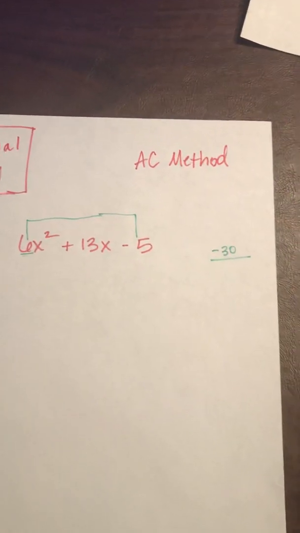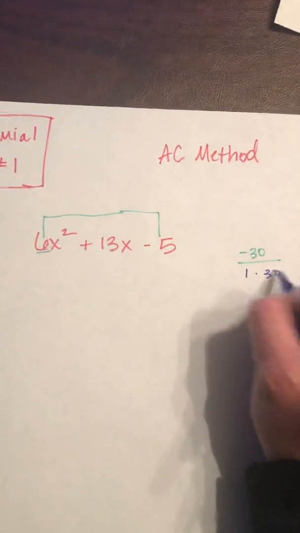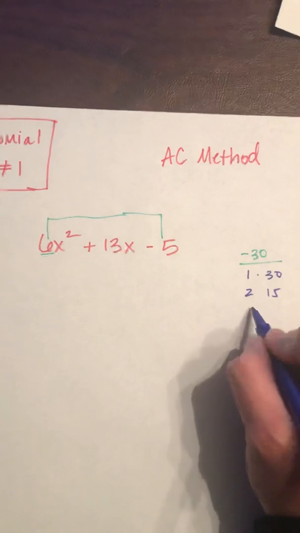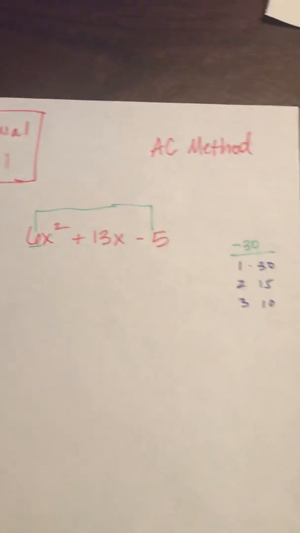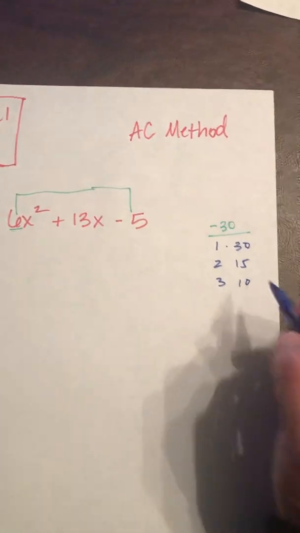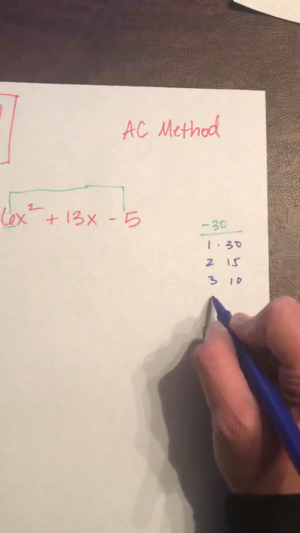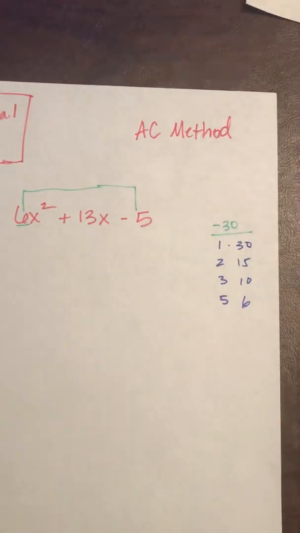And then what I do is I list all of the factors of -30. I just list factors of 30 and then go from there with the negative signs. I worry about that in a minute. So 1 and 30, 2 and 15, 3 and 10, 4 does not work, 5 and 6, and I think that's it.